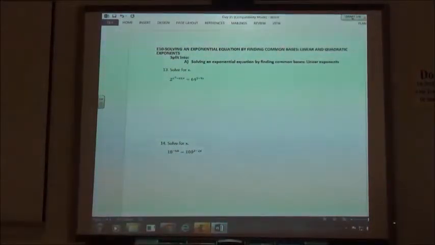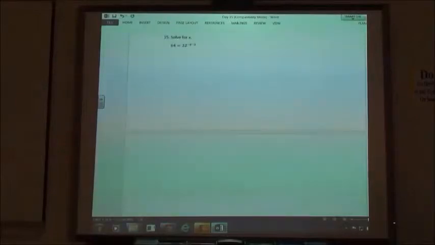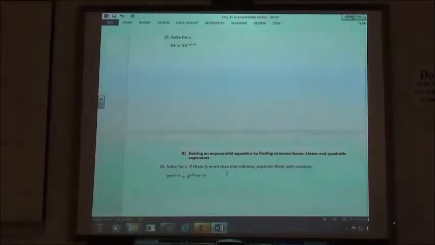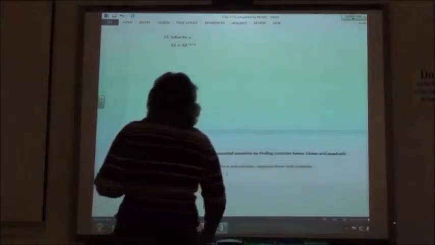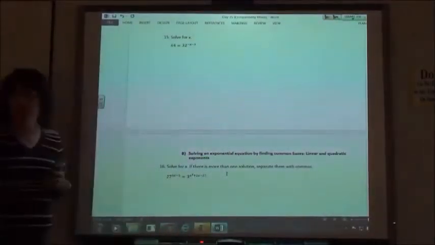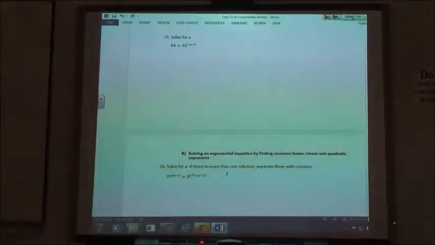So let's look at number 15. Should be the same kind of thing. This time, I've got a 64 and a 32. I can't rewrite the 64 with a base of 32 because 32 to the second power would be way bigger than 64. So I have to think of a base that they both have in common.